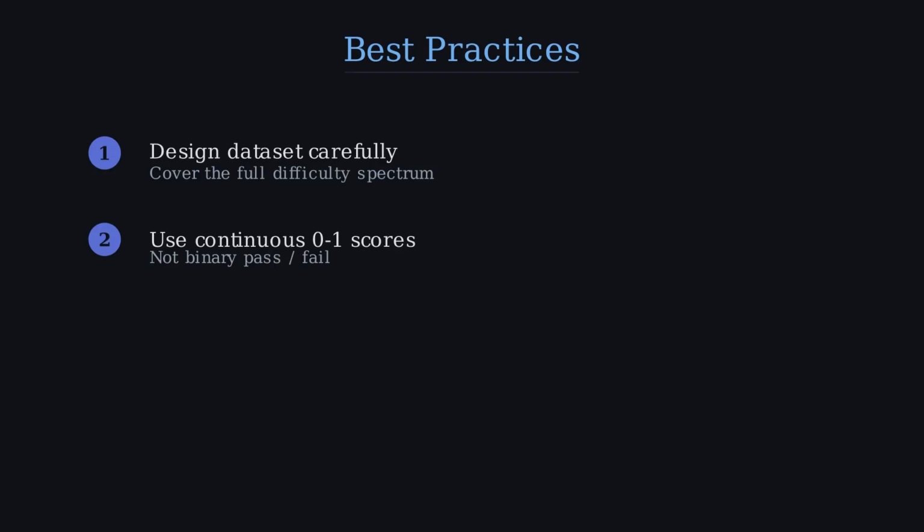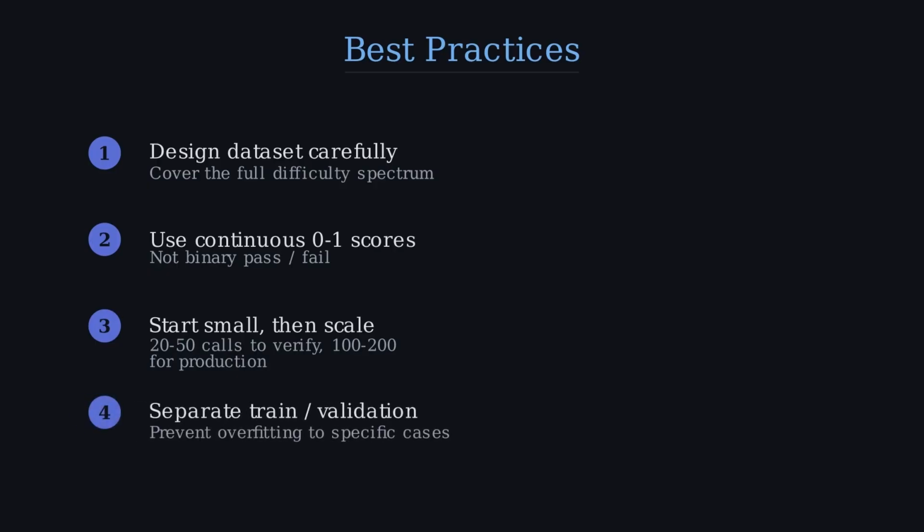There are important best practices to keep in mind. Design your dataset carefully, covering the full difficulty spectrum. Use continuous scores from 0 to 1, not binary pass-fail. Start with 20 to 50 optimization calls to verify your setup, then scale to 100 or 200 for production. Always use separate train and validation sets to prevent overfitting, and monitor everything with Logfire for observability.